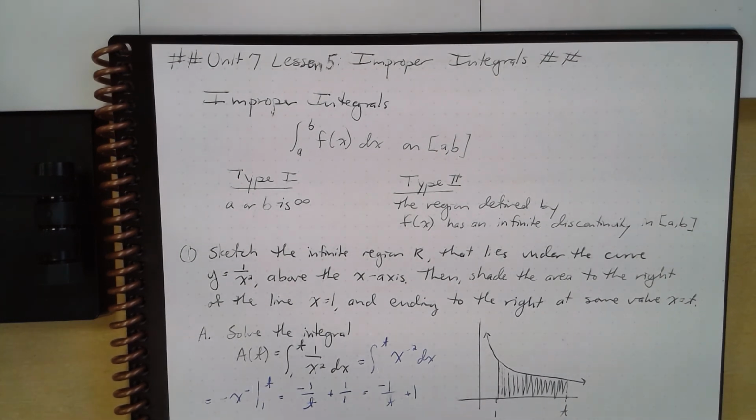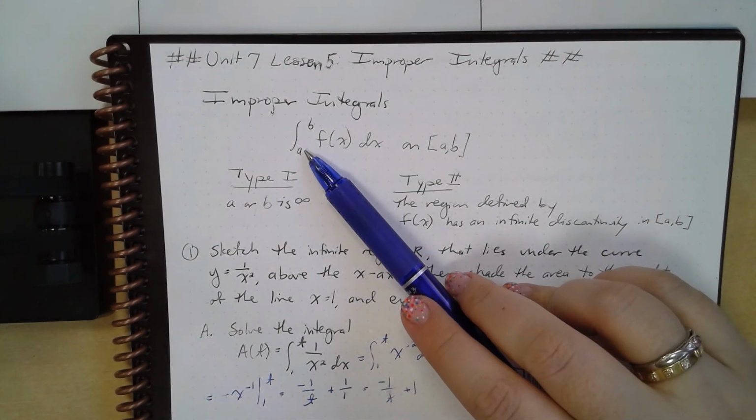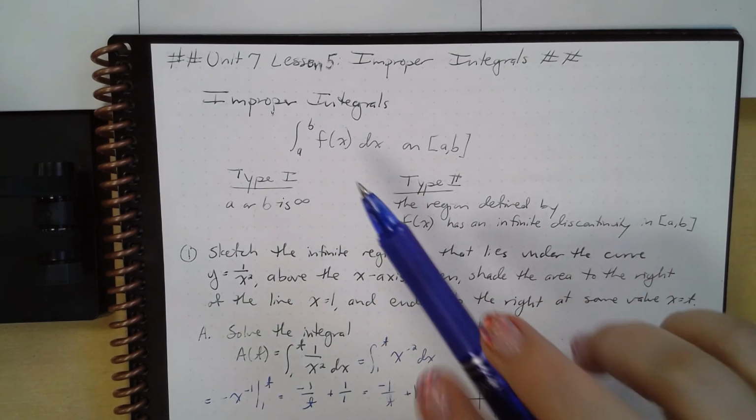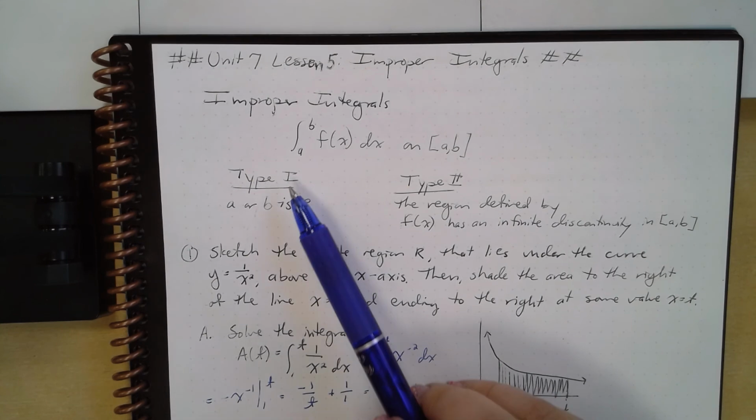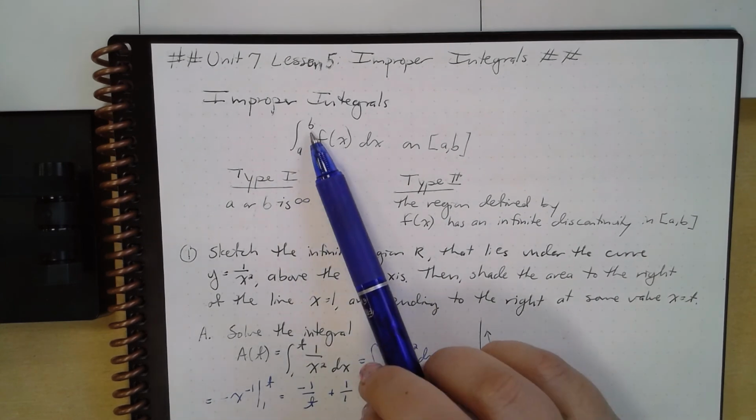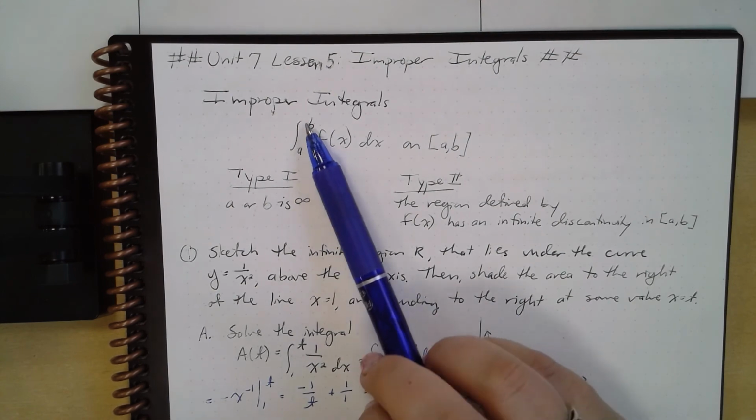Okay, so today I want to talk about improper integrals. An improper integral is just in the same form as a normal bounded integral from a to b of f of x dx, but we have two types. The first type is when a or b is equal to infinity, and the second type is where the region bounded here has a discontinuity somewhere in here.